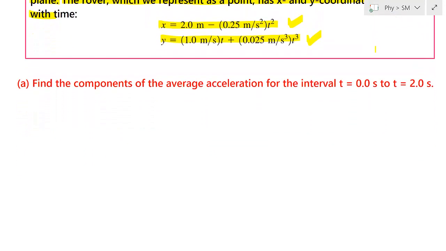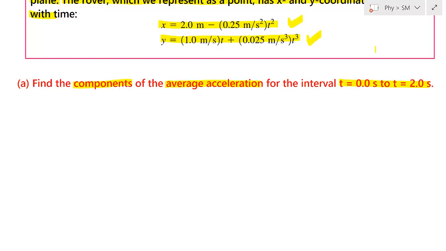Now the first part of the question: find the components of average acceleration for the time interval t equals 0 seconds to t equals 2 seconds. So we have to calculate the components of average acceleration. This means we have to calculate the X component of average acceleration and the Y component of average acceleration, and we have to consider this for the time 0 to 2 seconds.